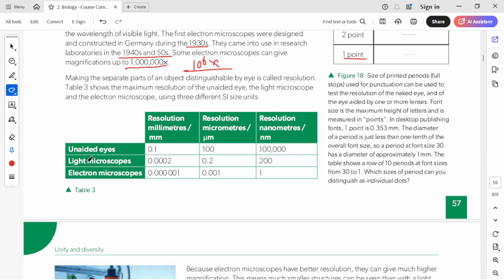Here it is given, we can see here the resolution of unaided eyes. Without using any lens, your eyes can see objects up to a size of 0.1 millimeter, or you can say 100 micrometer, or you can say 1 lakh nanometer. This size of molecules you can see. But using a light microscope, we can see objects of size 0.0002 millimeters or 0.2 micrometers or 200 nanometers. Electron microscopes, you can see objects which are even smaller.